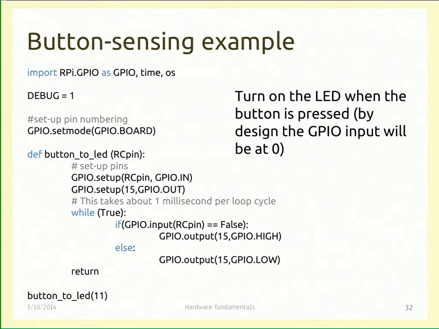Okay. Then we start a cycle for reading the level on the input pin. And when we detect that the level is a logical 0, this equal to false means logical 0, then we turn on the LED, okay? Because we remember that logical 0 means button pressed. When we release the button, the logical level raises until 1, and the logical output will be low, okay, here, in this else condition. So with this program, we just detect the button pressure. So let's try to run it.